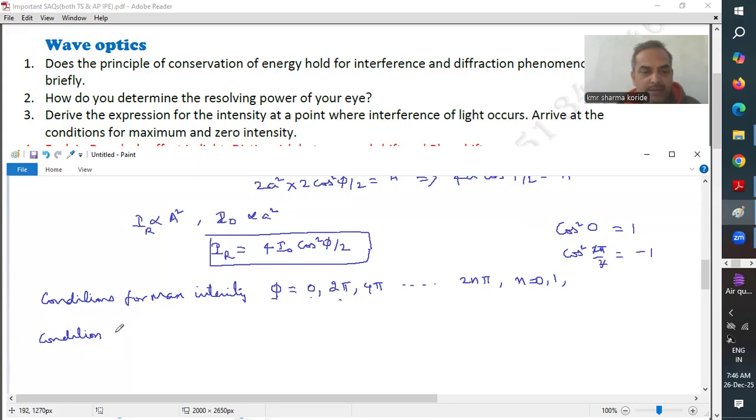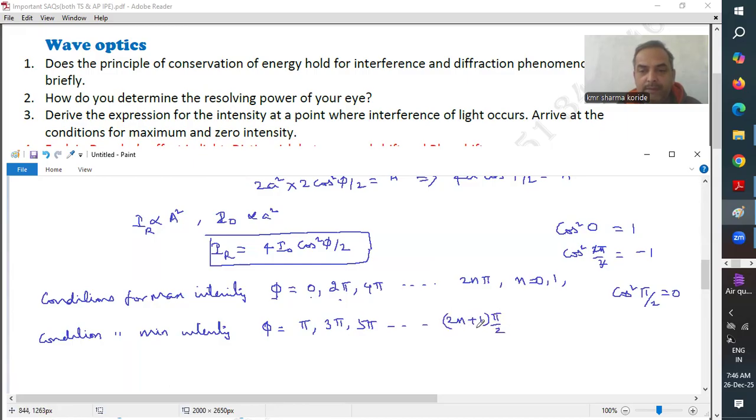Condition for minimum intensity. Minimum intensity: assume pi, which means cos square, in place of pi you write pi radians by 2. So it will be 0, 90. Similarly 3 pi, similarly 5 pi. So this can be extended up to (2n plus 1) pi by 2.